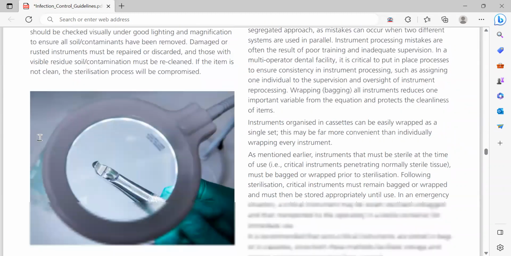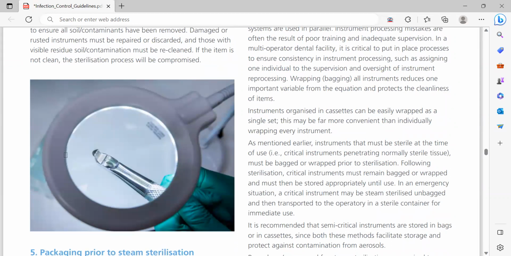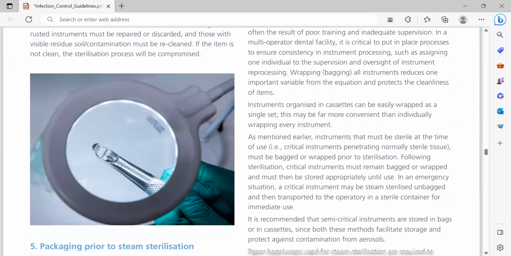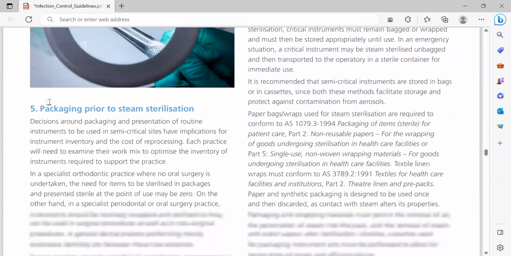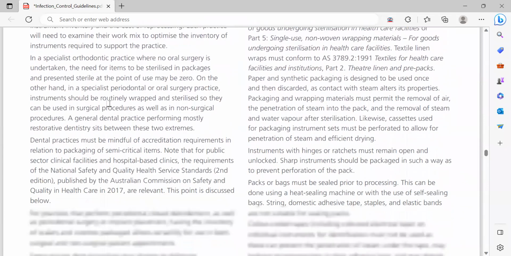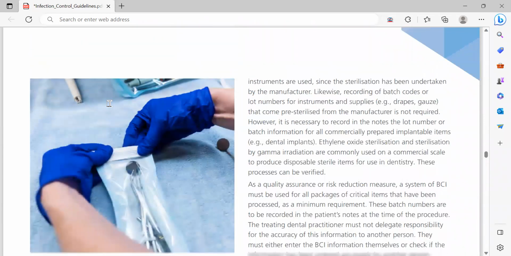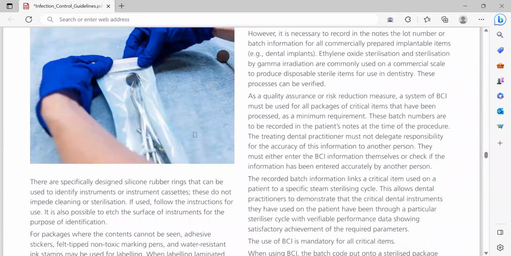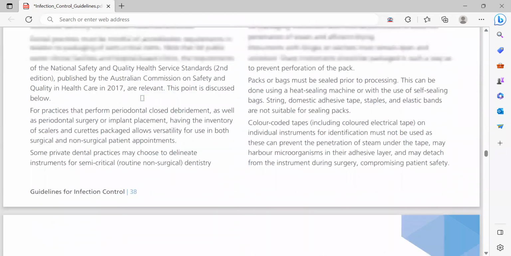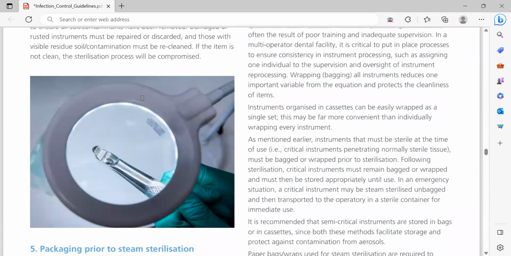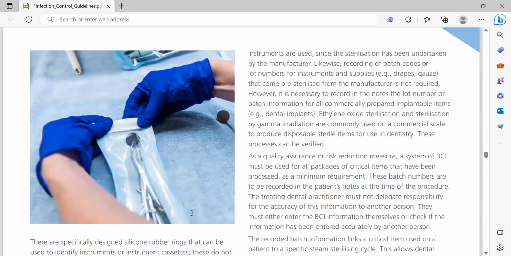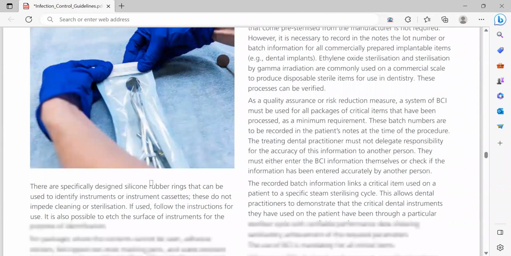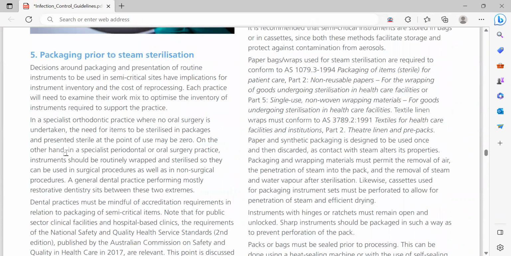Then you need to inspect the instruments using a magnification glass to find out if there is any residue of material left on the instrument. After the inspection, you need to do the packaging. So how will you pack the instruments? There are certain color coded packets like these packets. I'll show you one thing. You need to pack these instruments into these color coded packets, and these packets have certain things.